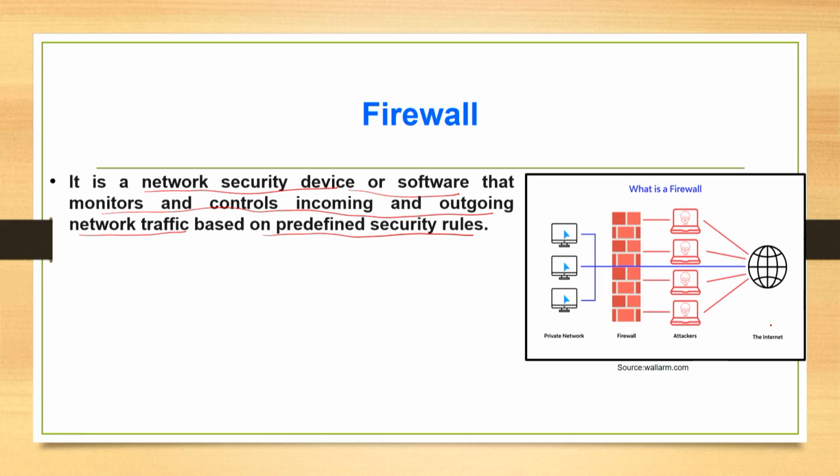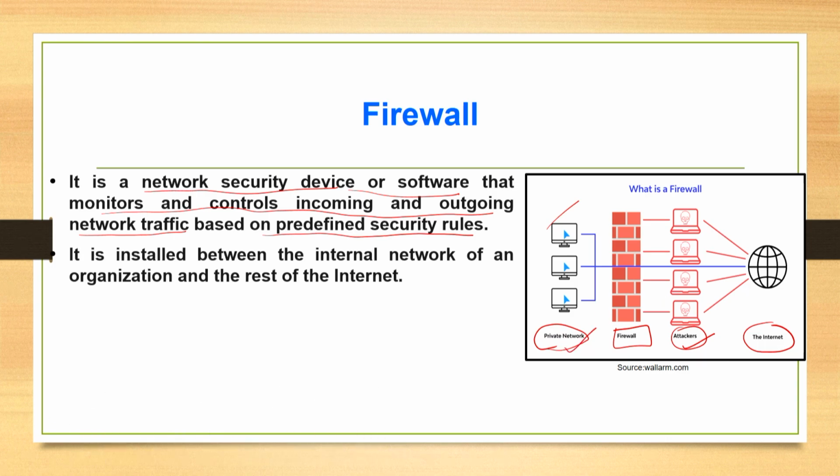So here you have the internet, and attackers are in between the private network that is accessed by the user and the firewall. So this firewall does nothing but prevent these attackers, based on some predefined security rules. So unauthorized access is prevented. Attackers cannot attack, and the private network becomes safe.